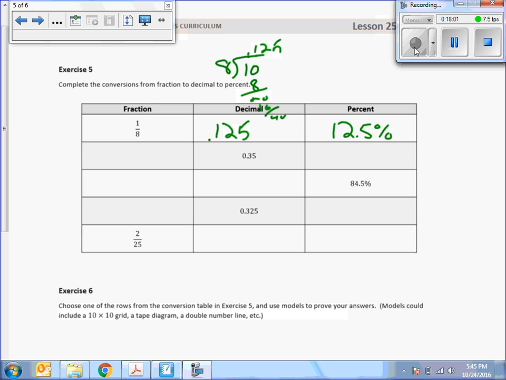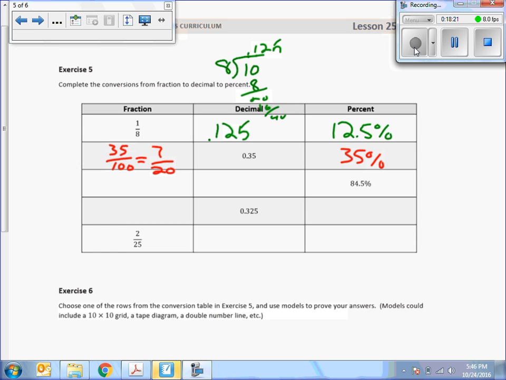Now we're given the decimal 0.35. Well, as a fraction, that would be 35 over 100. 5 will go into 35 7 times. 5 will go into 100 20 times. So the fraction reduced would be 7 over 20. A percent would be 35%.